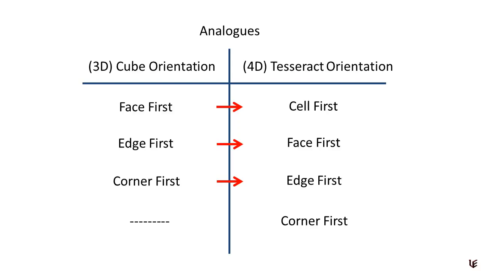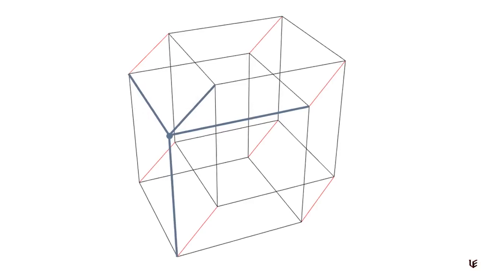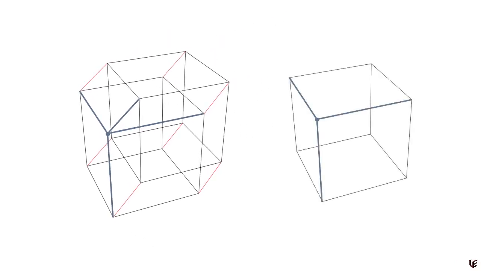And what we'll notice is that since the tesseract has 4 perpendicular edges coming out of each corner, and the cube only has 3, the 3D slices of the tesseract will look just like the 2D slices of the cube, except just 1 dimension higher. So here we go.